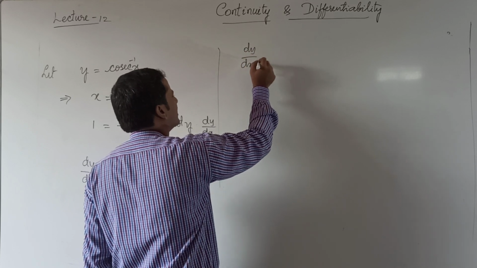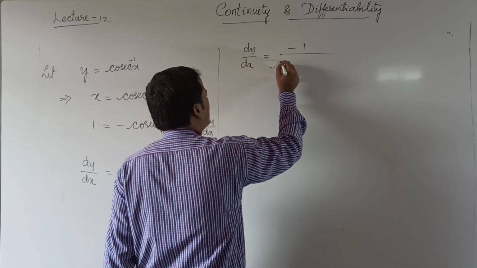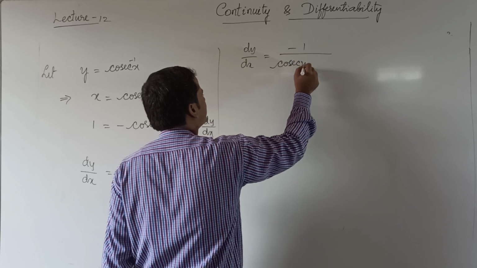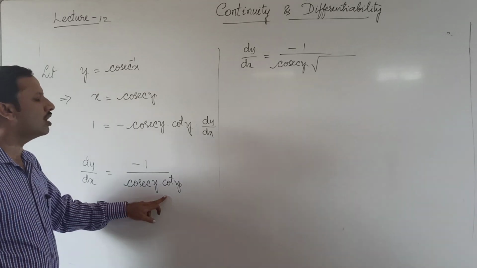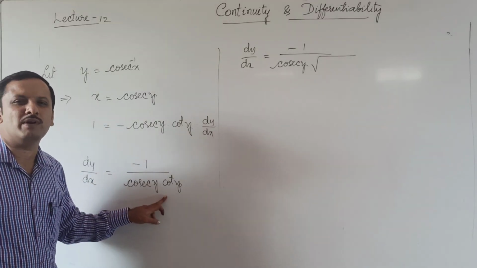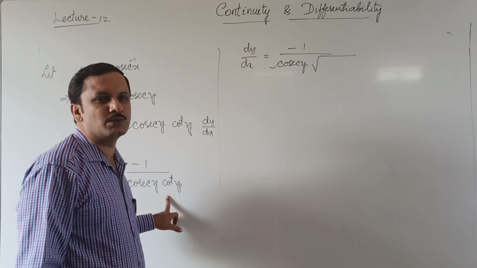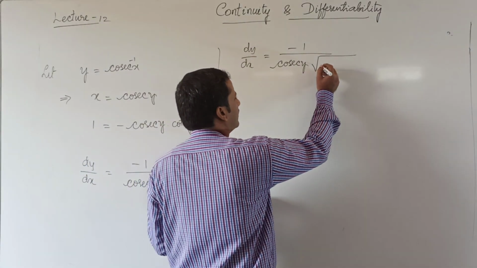So dy by dx is equal to minus 1 by cosecant y into root of cot y. Cot y can be written as cosecant square y minus 1, so root of cosecant square y minus 1.